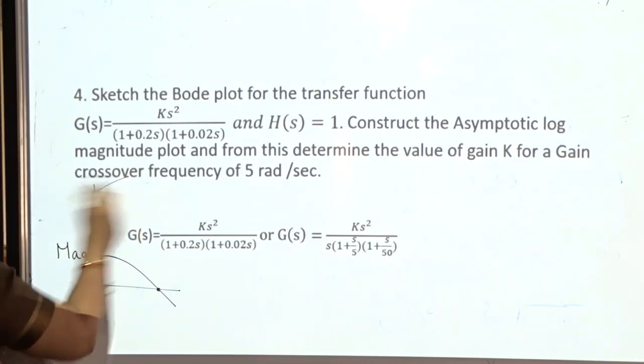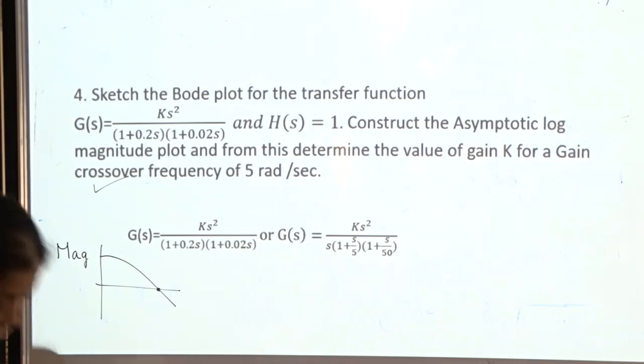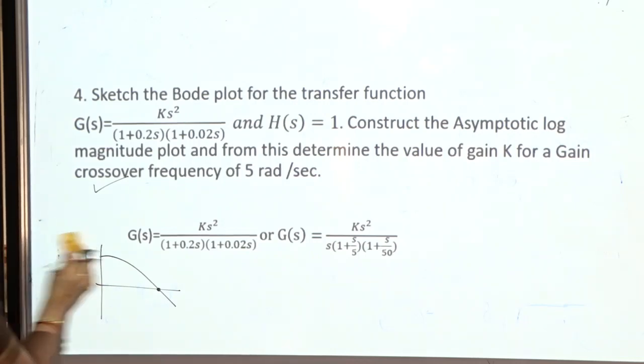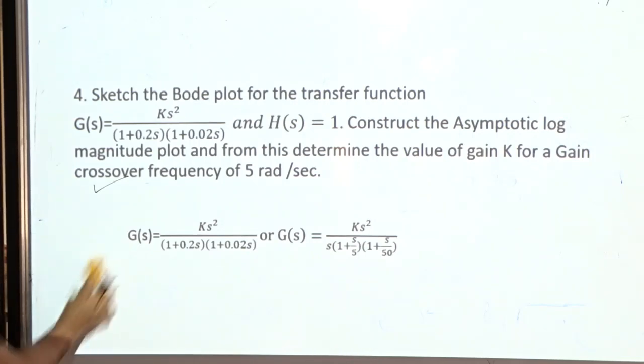Hence, for this problem, it is enough if we do only the gain plot. The phase plot is not required, only the magnitude. In this problem, it is only required that we draw the magnitude plot.